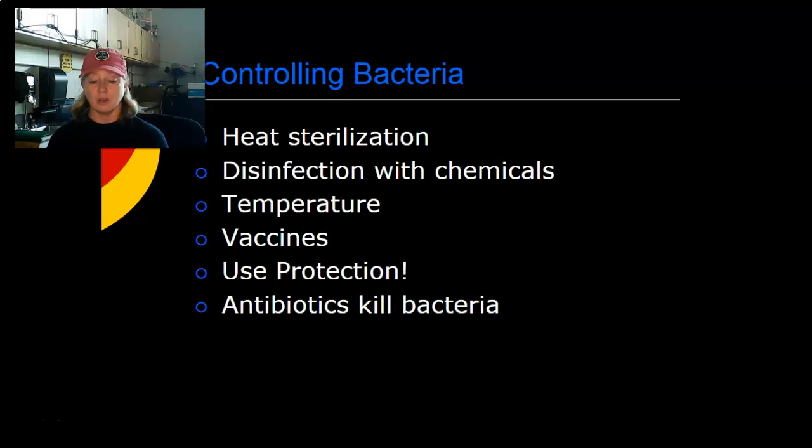We control bacteria by heat sterilization, disinfection with chemicals, and temperature, like refrigeration, will help control bacteria. There are vaccines for a lot of the bad disease-causing bacteria. We use protection, and antibiotics kill bacteria. Antibiotic means anti-life, and bacteria are alive, and so we can kill them.